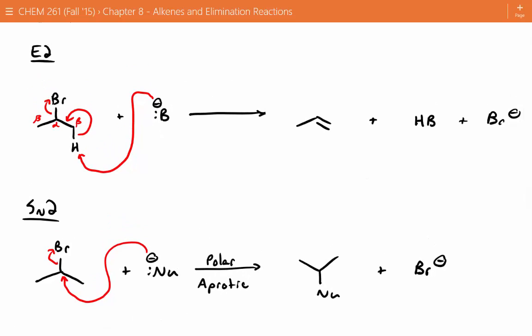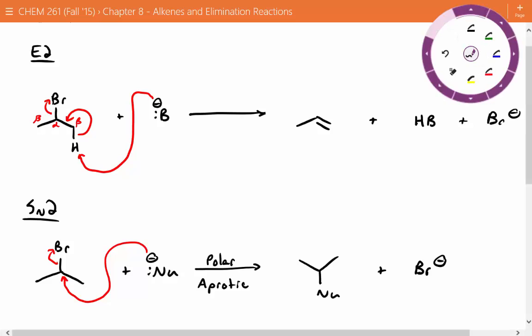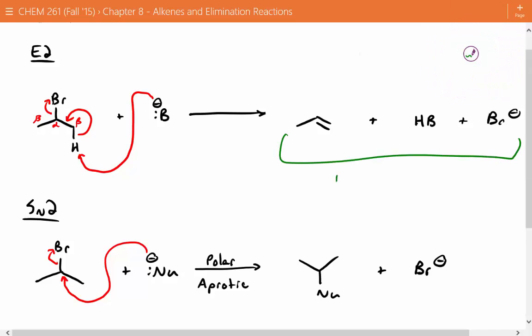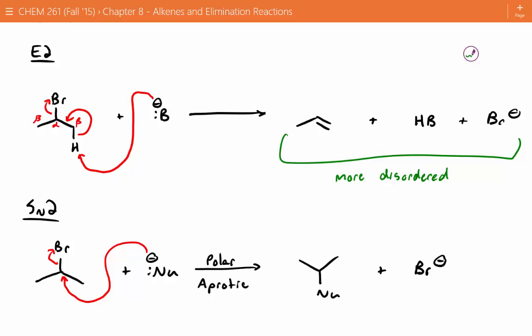Which one's becoming more disordered, E2 or SN2? E2. So let's label that. We'll say more disordered. Does high temperature or low temperature favor more disorder? High temperature. So when we apply heat to things, that favors them being more disordered. So if we want to do an E2 reaction, should we run it hot or cold? Hot. So elimination reactions, for the most part, are typically run under really hot conditions in order to favor the increase in entropy that we're observing.